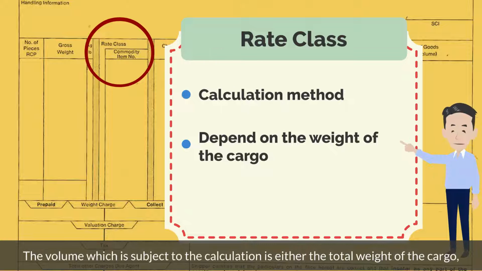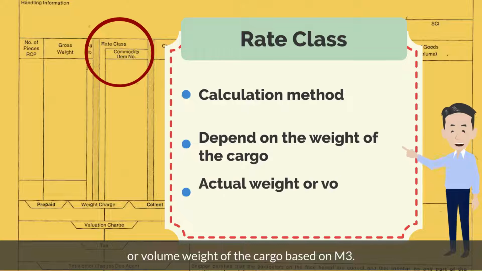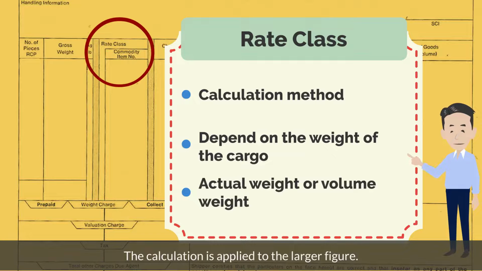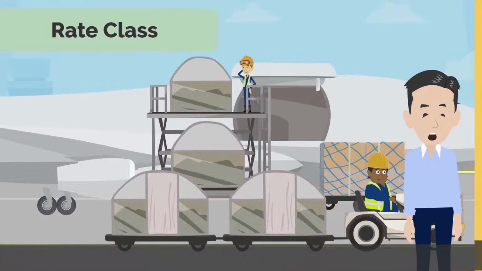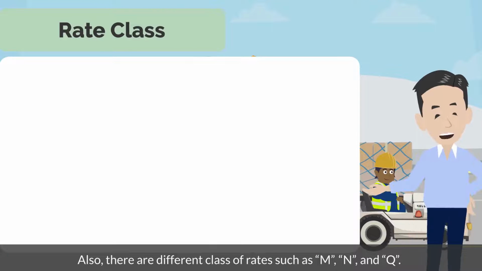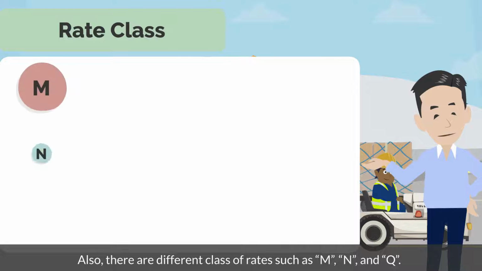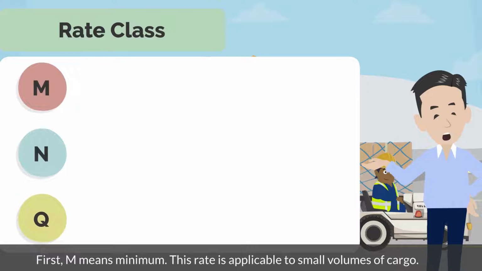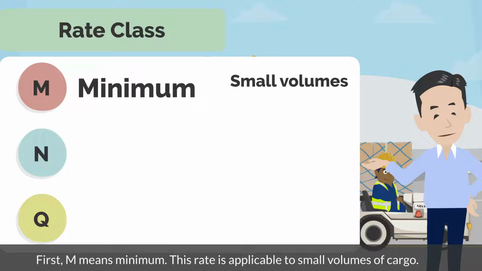The volume which is subject to the calculation is either the total weight of the cargo, or volume weight of the cargo based on M3. The calculation is applied to the larger figure. Also, there are different class of rates such as M, N, and Q. First, M means minimum. This rate is applicable to small volumes of cargo.